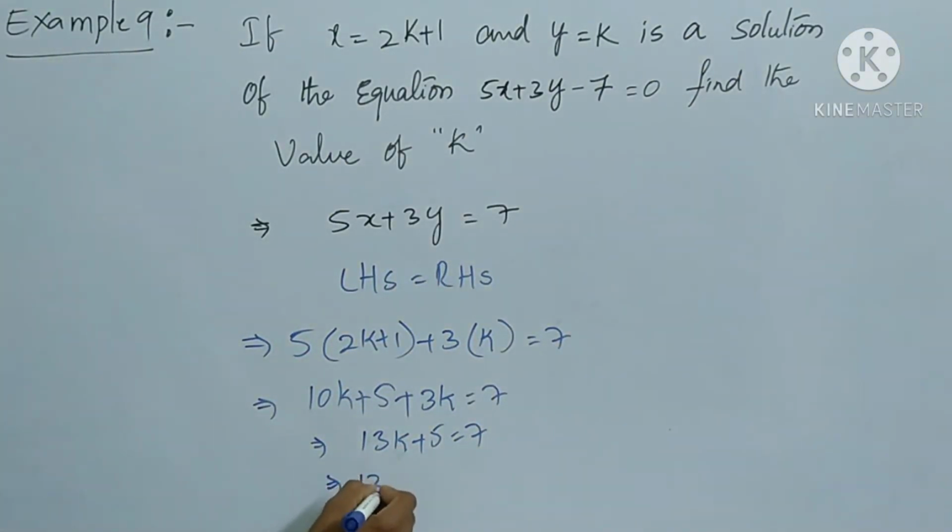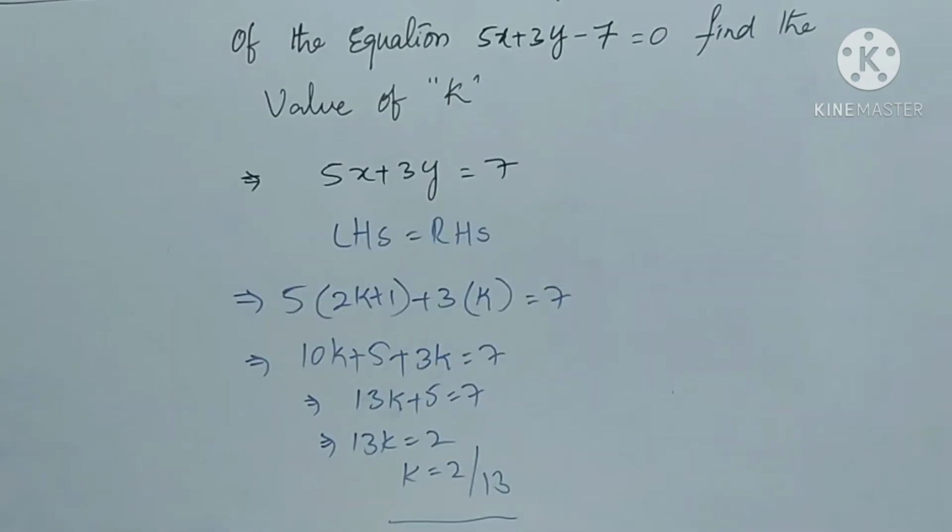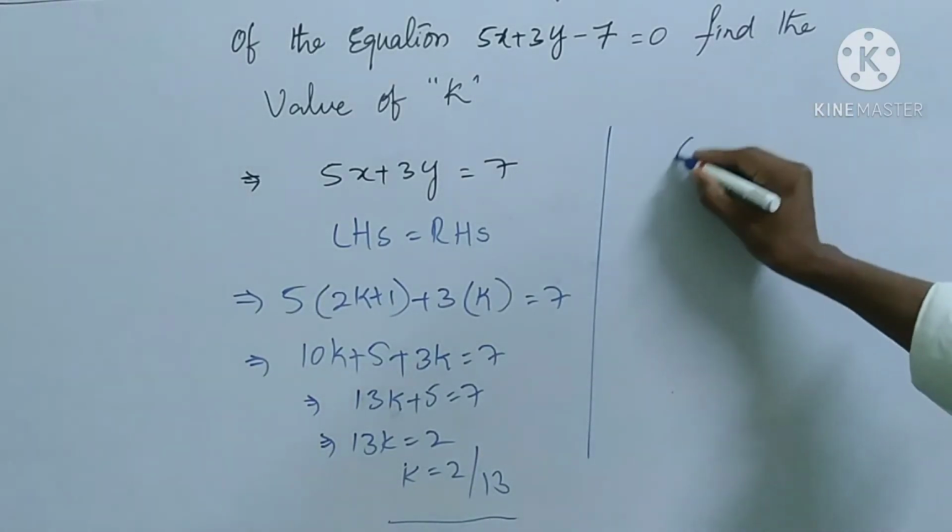Here 13k is equal to 7 minus 5, the result is 2. So k is equal to 2 by 13. So finally k is equal to 2 by 13. This is checking.